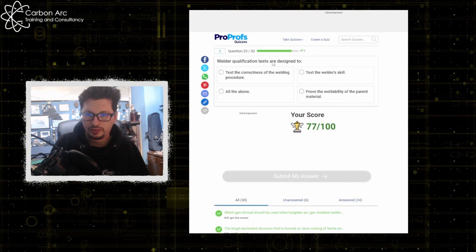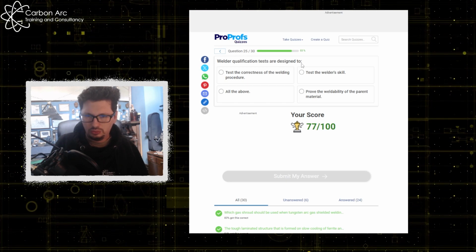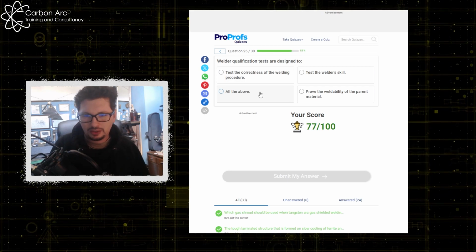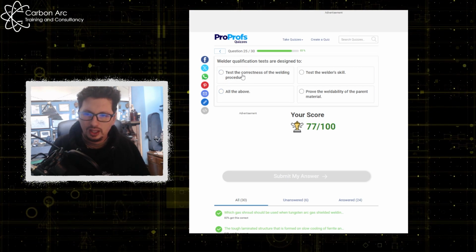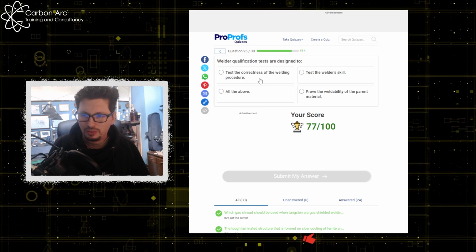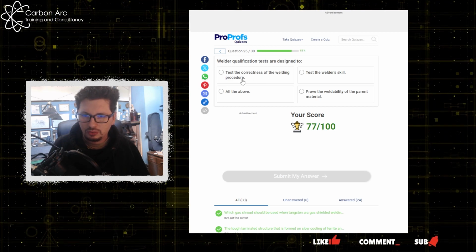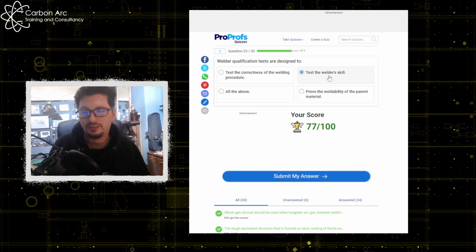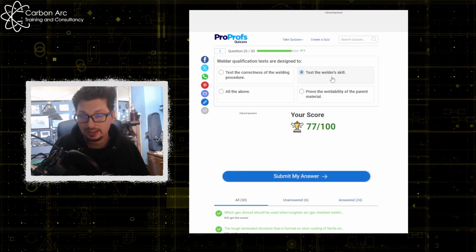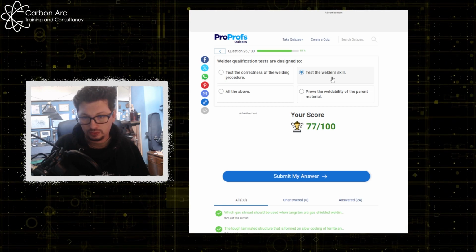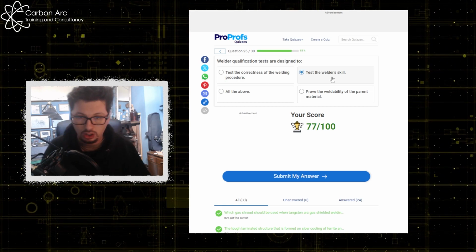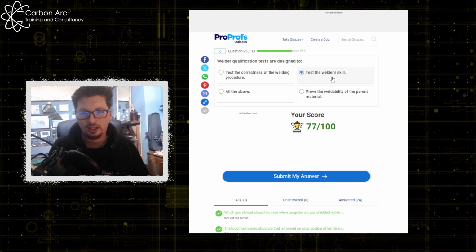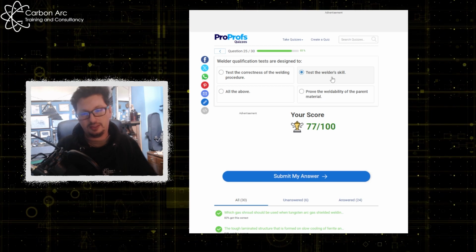Welder qualification tests are designed to, these are random, so I guess we've just had something similar come up one after the other. It's all about the same though, isn't it? The correctness of the welding procedure, the test of welder skill. A welding procedure qualification record, a WPQR, is used to test the correctness of the welding procedure. A welder qualification test is to test the skill of the welder.